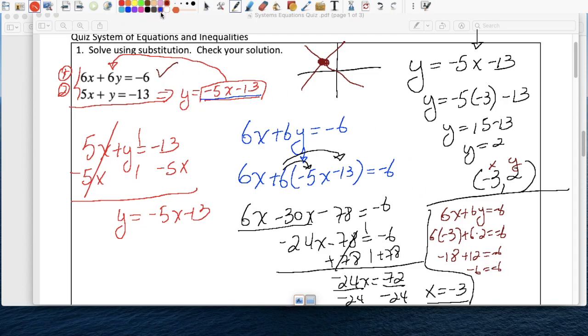Now I'm going to do the same thing for the second equation. It doesn't matter which one you choose, they're both the same thing. So for the second equation, I get 5x plus y equals negative 13. So let's, again, substitute.